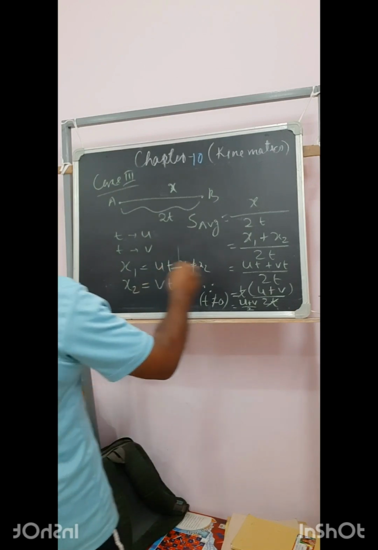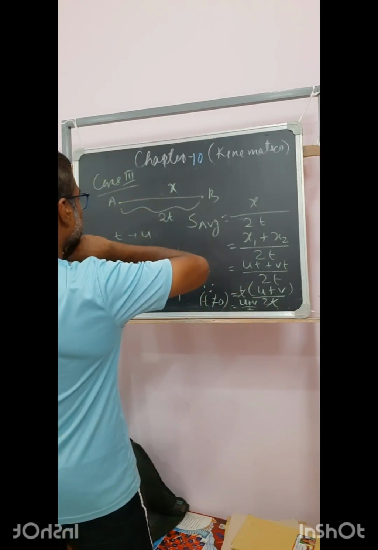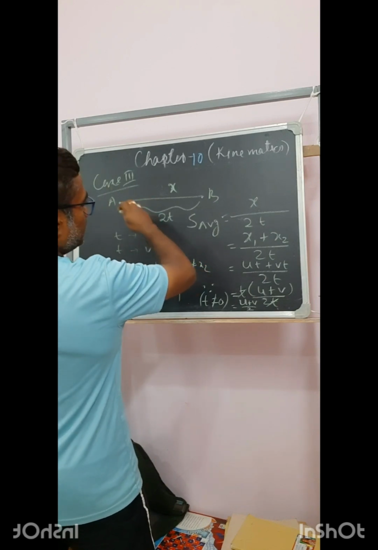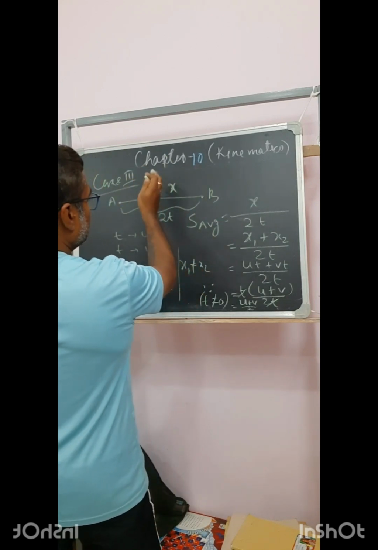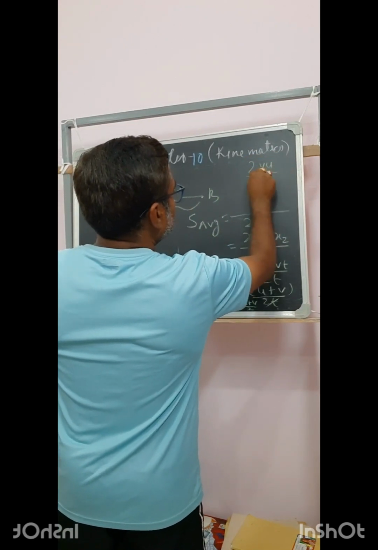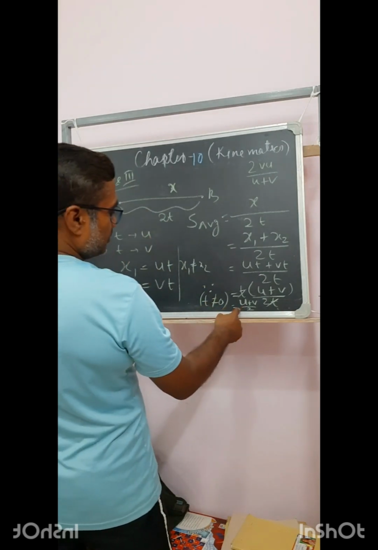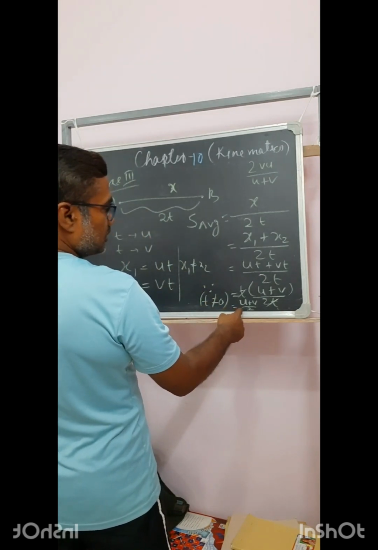So now you can understand, when it is moving half of the distance with a certain velocity and then the other half of the distance, when the distance is half, your thing is coming like that. When the time is half, your average speed is coming like that.